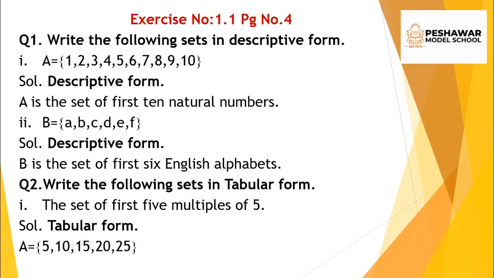Now come to the second part. Set B is equal to A, B, C, D, E, F. How can we convert it into descriptive form? Descriptive form means we have to convert this in the form of a sentence. So the name of the set is B. We write here solution, descriptive form. B is the set of first 6 English alphabets. What are these? These are the English alphabets. And how many alphabets are there? There are first 6 English alphabets. So what is the right answer? B is the set of first 6 English alphabets.